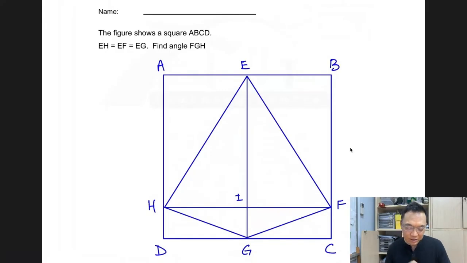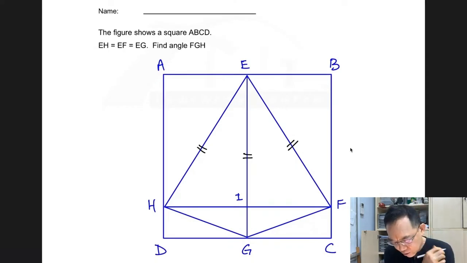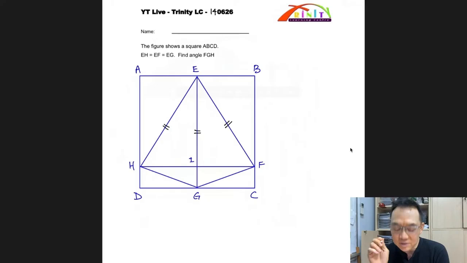This question says right here that the three lines here are equal. The first thing you want to do in the exam is label to show that they are equal. Can anyone tell me what is the name of triangle EHF? What kind of triangle is EHF? Isosceles. Correct. Not equilateral yet. You cannot assume it's equilateral unless you know that all three sides are equal, and you don't know that from the beginning. First, you need to prove it.